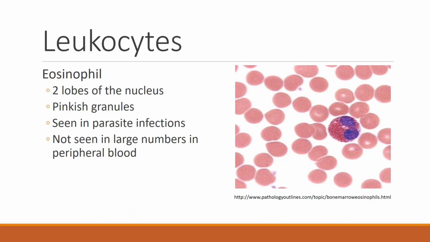These are eosinophils. Unlike the neutrophils, which have anywhere from 2 to 5 lobes, eosinophils will typically only have 2 lobes in the nucleus. Another key characteristic of the eosinophils is their pinkish granules, and they are often seen in parasitic infections. Now, these cells are not seen in high numbers in peripheral blood.